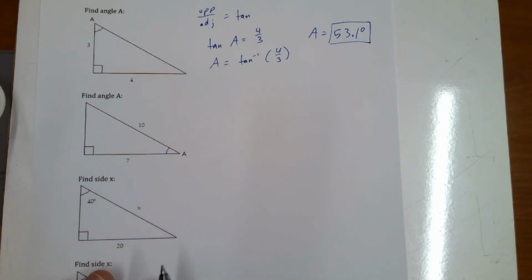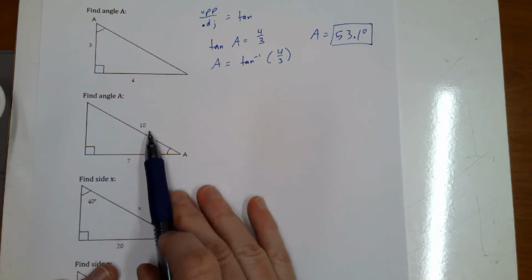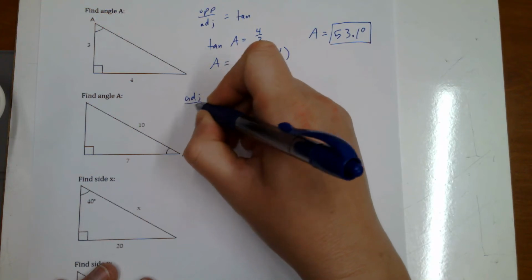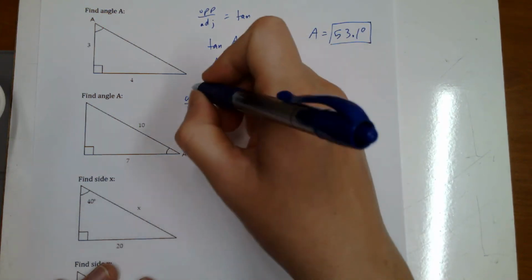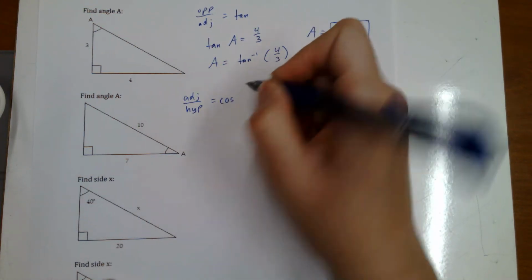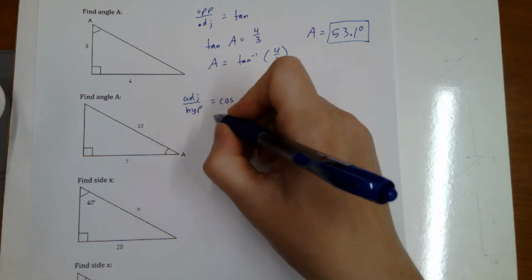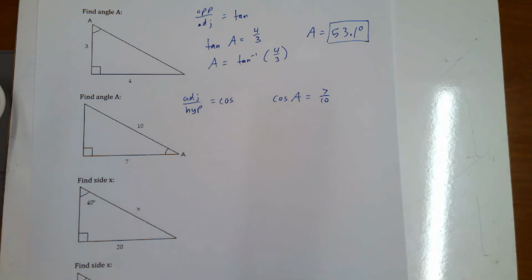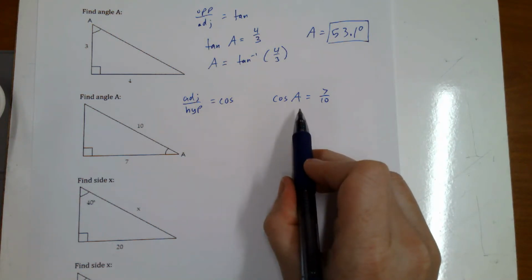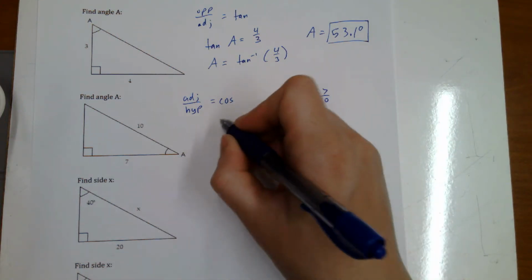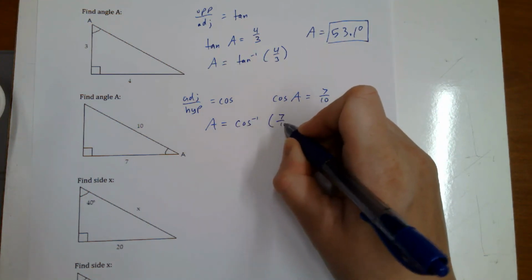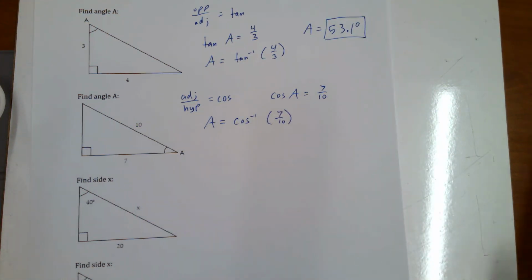All right, my next example. Here's my angle A, and this time I've got different sides. Here's the adjacent, and here's the hypotenuse. Once again, I am going to have to remember my definitions, and that is the cosine. So here, the cosine of A is going to be 7/10. And once again, to get the actual angle, we're going to have to do that inverse. So A is the inverse cosine of 7/10.